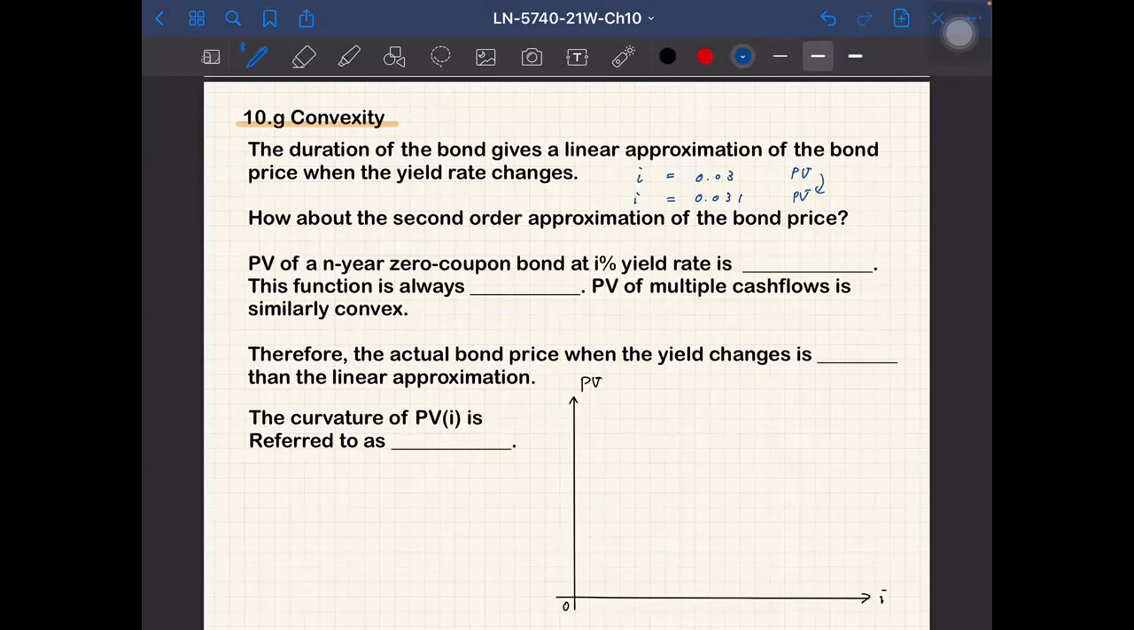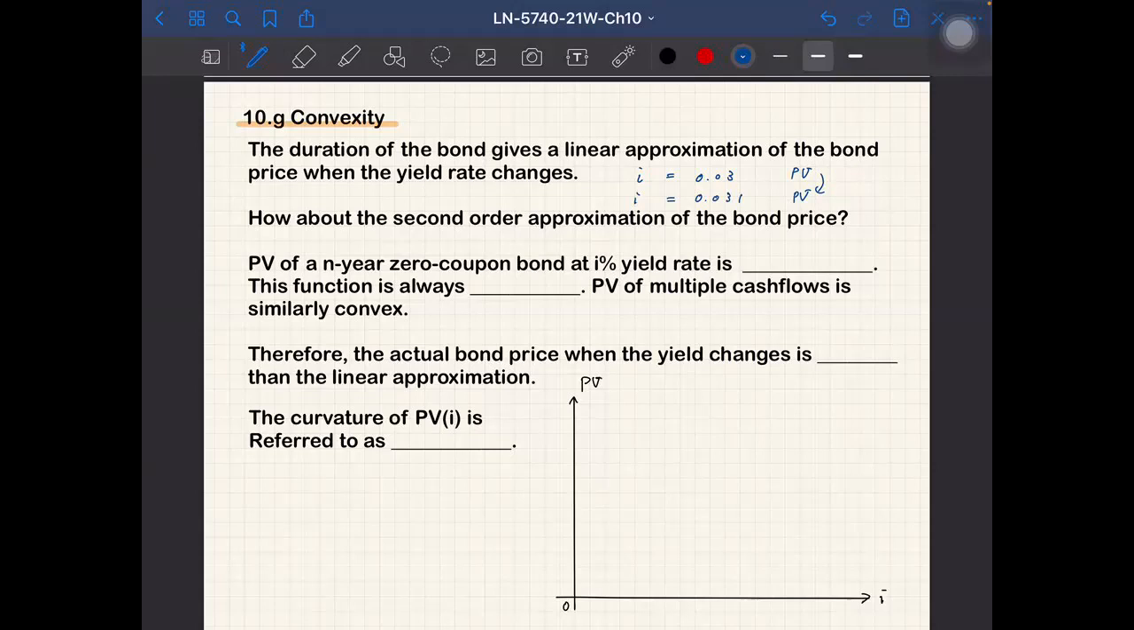So we can calculate quickly. But how accurate is this approximation? This is just a linear approximation. If we do a second order approximation, then we can have a better approximation to the bond price. You have studied the Taylor expansion in Math 2020, Calculus 2. So we use that idea to have a better approximation.